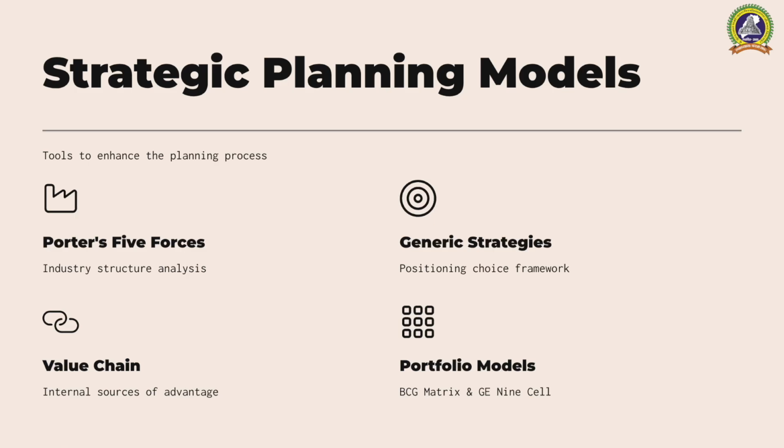These models are the tools a marketing strategist uses, especially during the audit, SWOT, and strategy formulation stages. We will explore four of the most influential models. First one is Porter's generic model, second one is value chain model, third one is BCG growth matrix, and the fourth one is GE 9 cell planning grid. Let's begin with Porter's model.